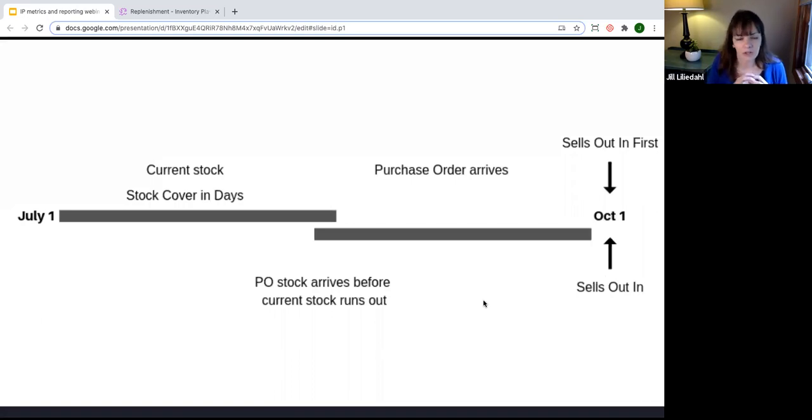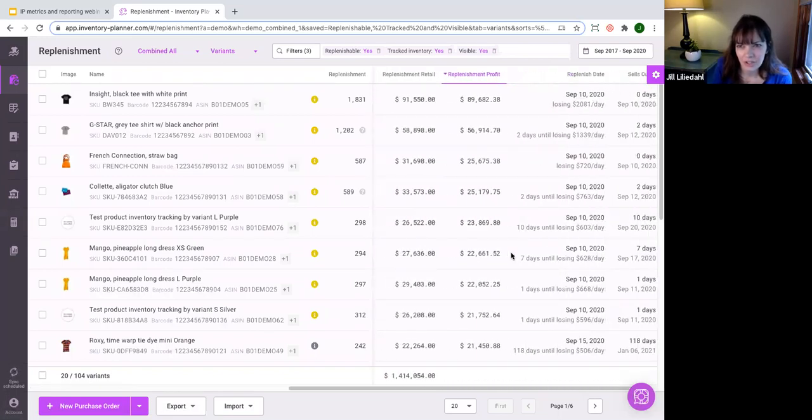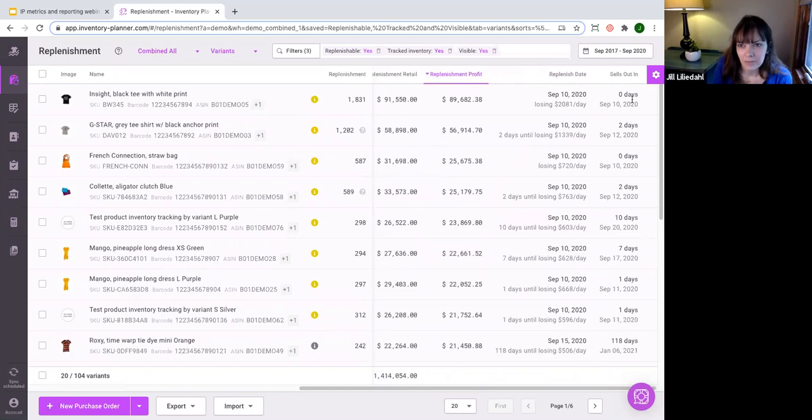So that's a quick explanation of that family of metrics. Very common question that we get, just to see what's the current state of things. Basically, what kind of emergency do I have in placing my purchase order, I think is what people are getting at there. And you can see all of these in the replenishment report. We've got sells out in that is showing by default. So you can see the date as well as the number of days until you're going to run out of stock and anything on order. So that's what that sells out in is telling us here.